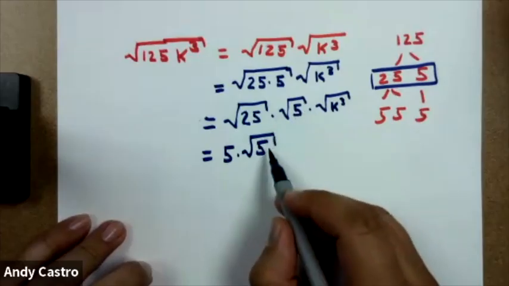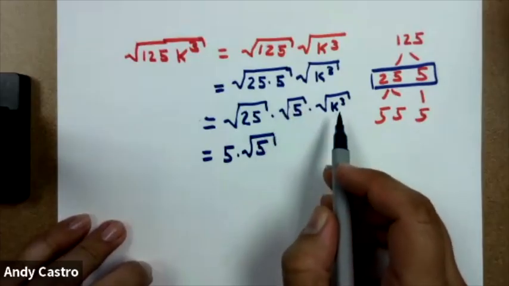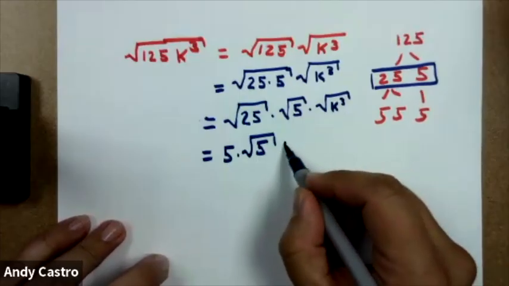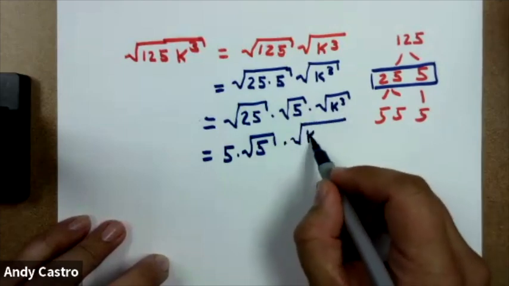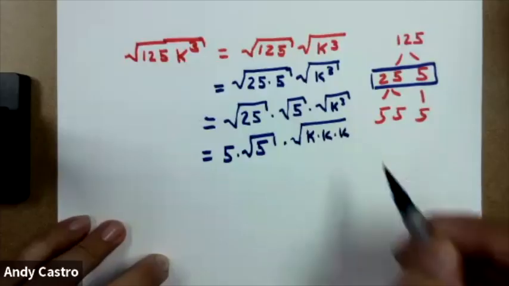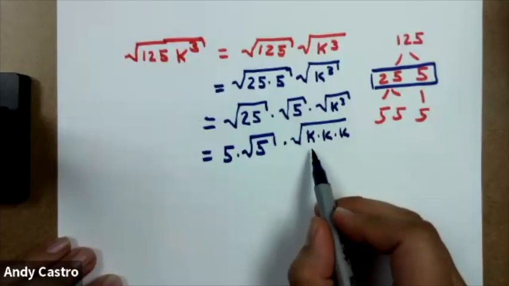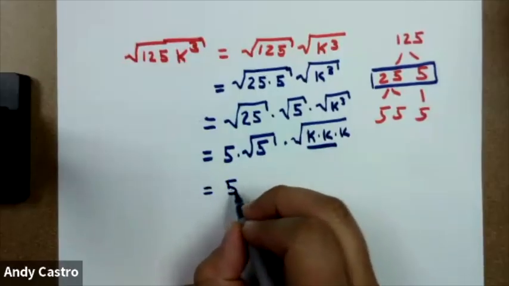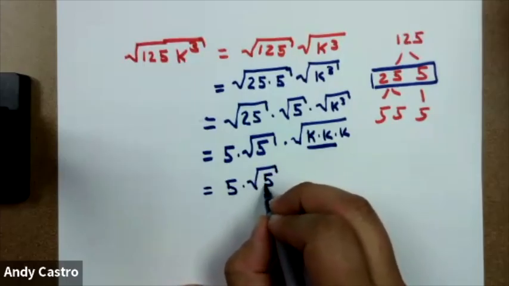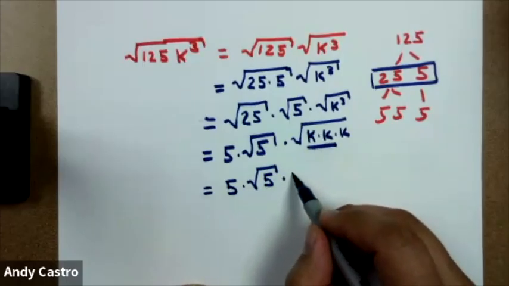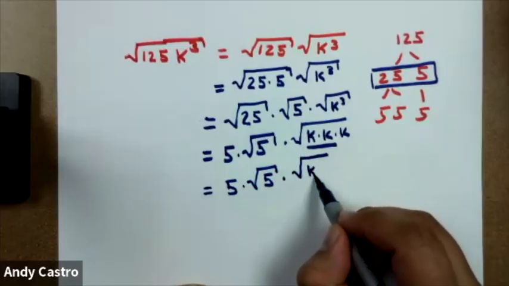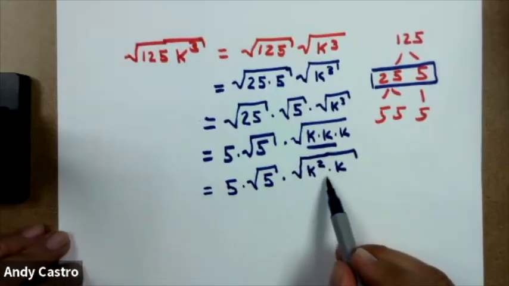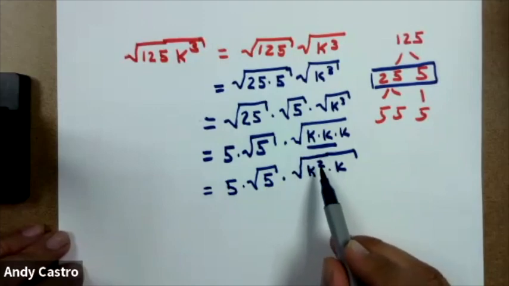That's already a prime, nothing I could do to simplify that. But what about this k to the third power? It's not a perfect square. Well, k to the third power, right, is the same thing as k times k times k, right? And two of those k's I could express as k squared. So that's what I'm going to do. I want you to watch kind of how this happens. This k times k, I'm going to make k squared times k. Now, this one right here is a perfect square. The square root of k squared is just k.